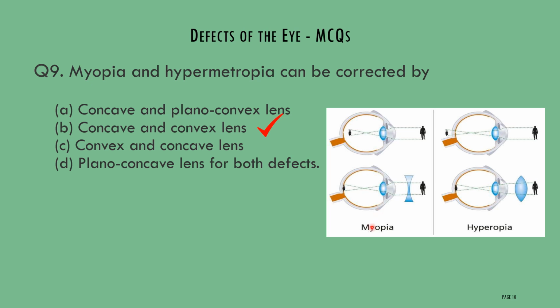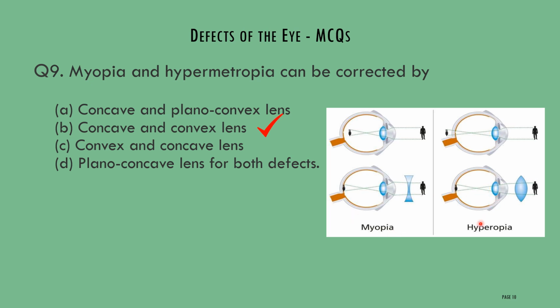Look at here, in myopia we will use a concave lens. A concave lens is a diverging lens. It will make the image form exactly on the retina. In the first case, the image is before the retina. When you use the concave lens, it will diverge the rays, then the image will form exactly on the retina. Therefore, to correct myopia, we use a concave lens.